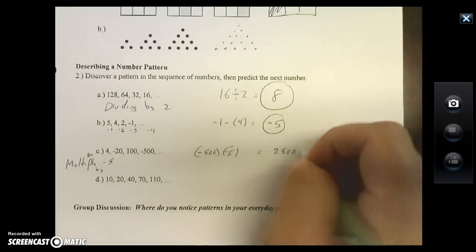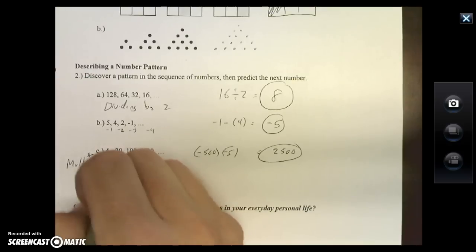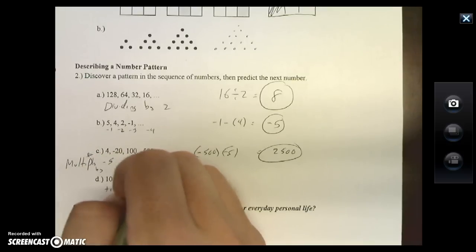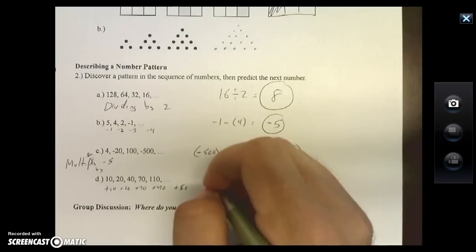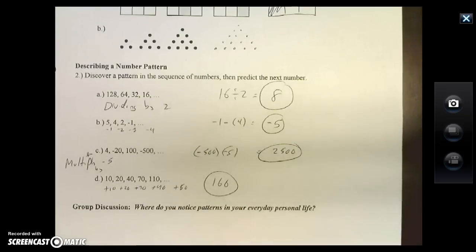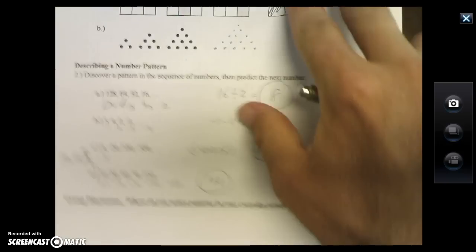We get 2,500. All right. 10, 20, 40, 70, 110. Plus 10, plus 20, plus 30, plus 40. So the next one, at plus 50, will get us to 160. Alright? So something as simple as this is a good explanation of what you're doing. It will definitely help you on any upcoming tests or quizzes.